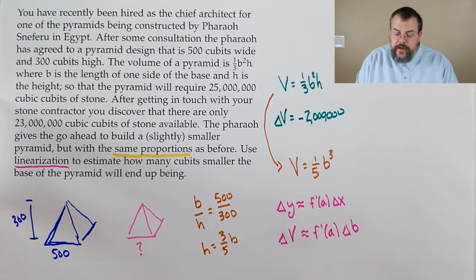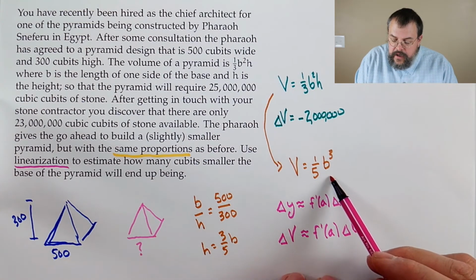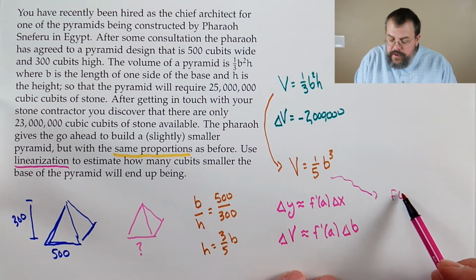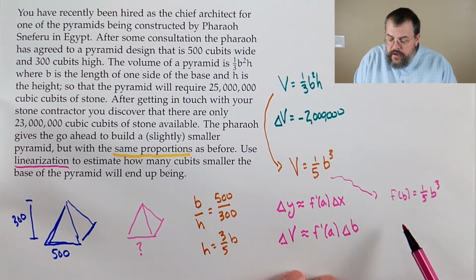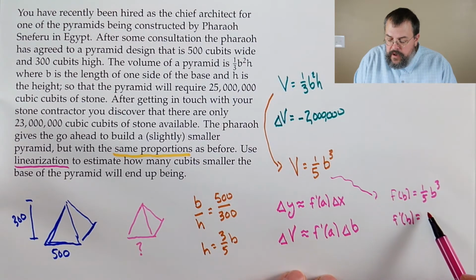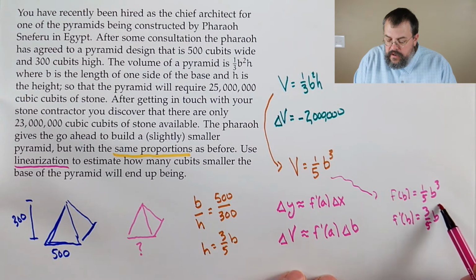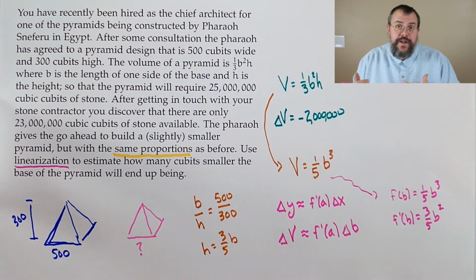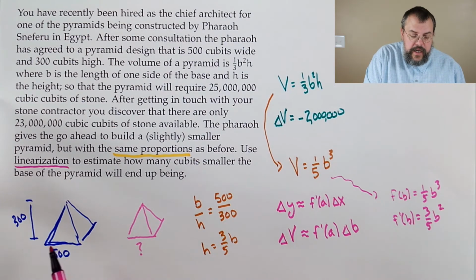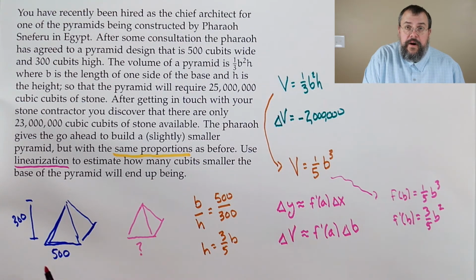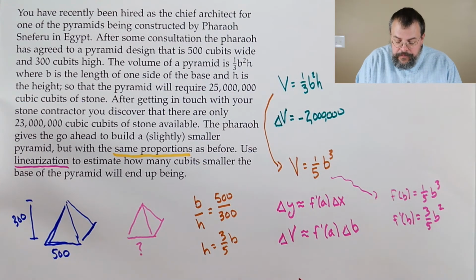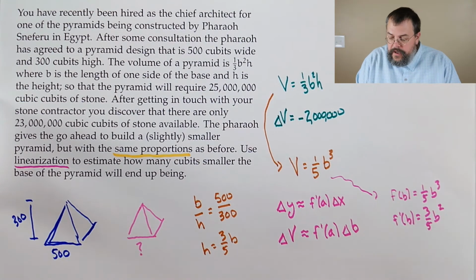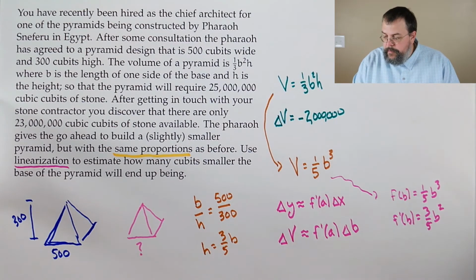So if we think of this as our function, it's a function of b, and it's perfectly fine to have b be a variable. So 1/5 b cubed. The derivative would be what? Well, 3/5 b squared. Now, where do we plug it in? That's the question. I plug it in at the point where I already had information. So we know about the 500. That's the place where we're trying to understand what's happening. So let's put it all together and see what pops out.